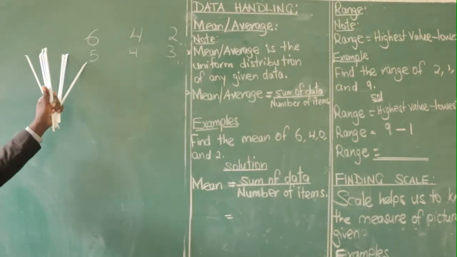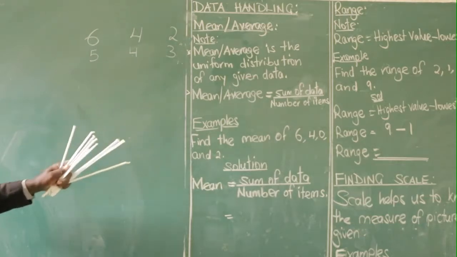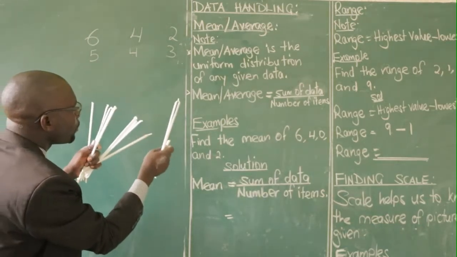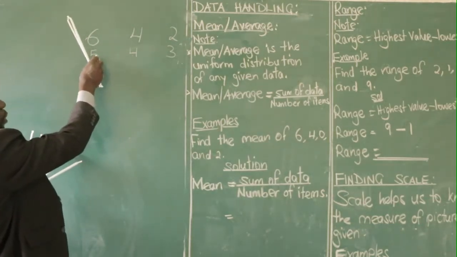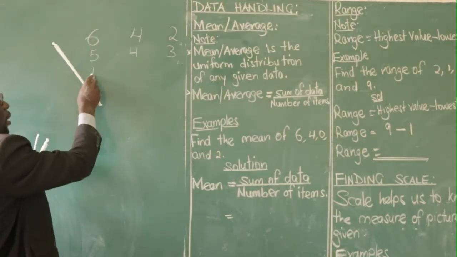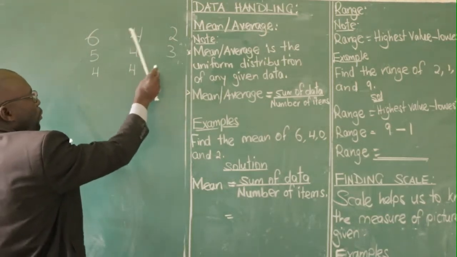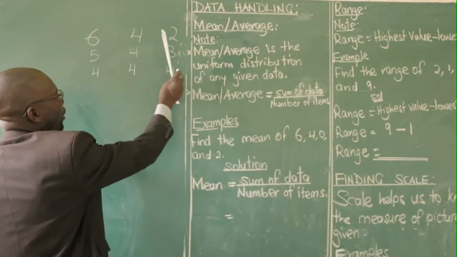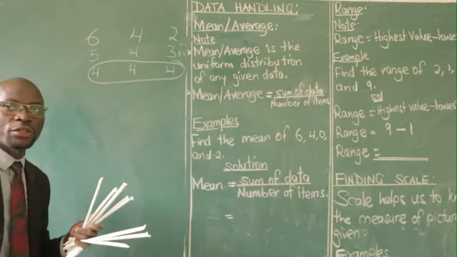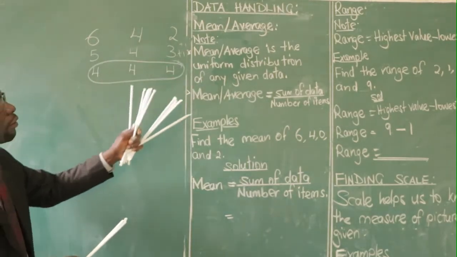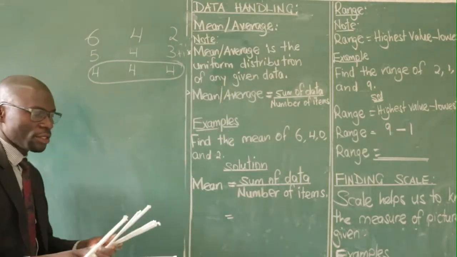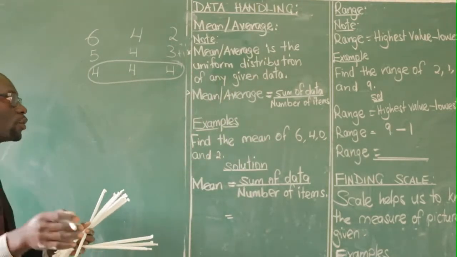But still, there's some kind of grade there. So this one we have to reduce again. If we reduce 1, we shall have 4 here. This one 4. If we add that one here, then everyone has 4. So that is the uniform distribution of the given data. So here we have to share things equally.